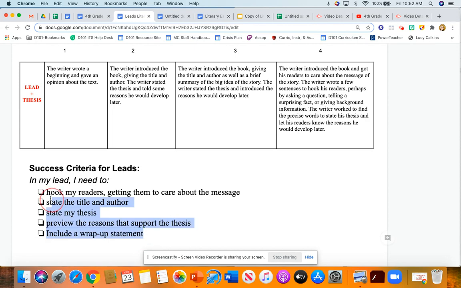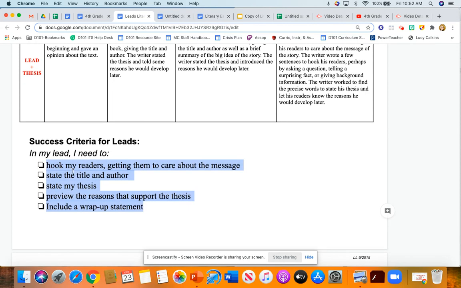So here are those pieces of the puzzle again, just listed out in bullet points. Hook your reader. This is a strategy that you use in lots of different genres of writing, not just literary essay. You hook the reader to get them to care about what you're writing about, and encourage them to keep reading what you are writing.